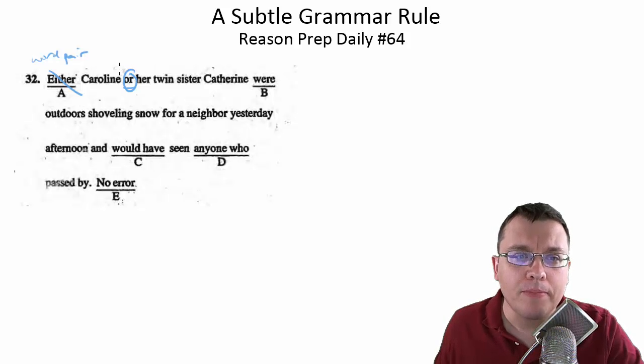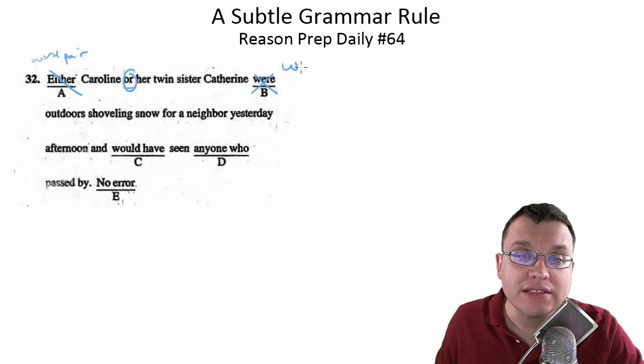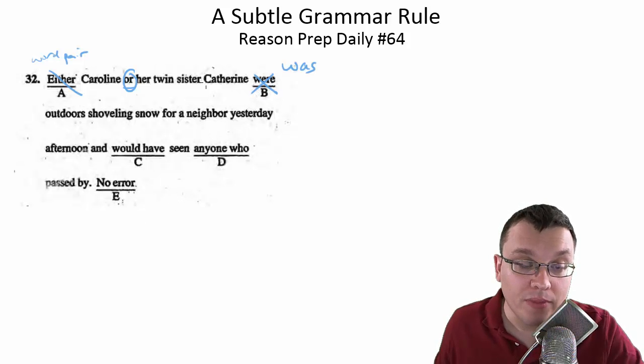But for the purpose of the SAT, when you separate two nouns with an or, it's going to be singular. So this can't be were. This has got to be was, so that it's the singular form of the verb. And I'll come back to this. Let's just go to C and D.